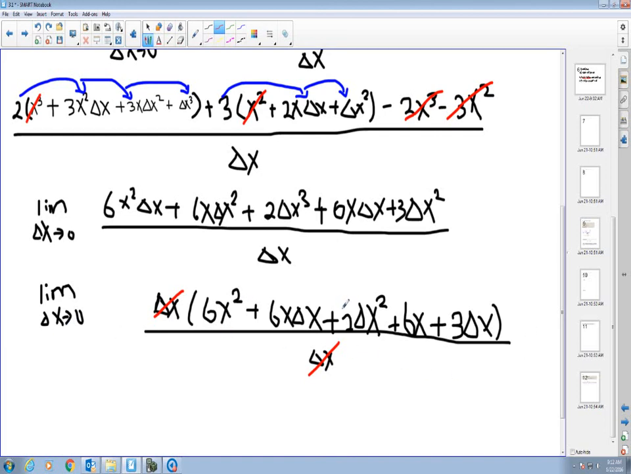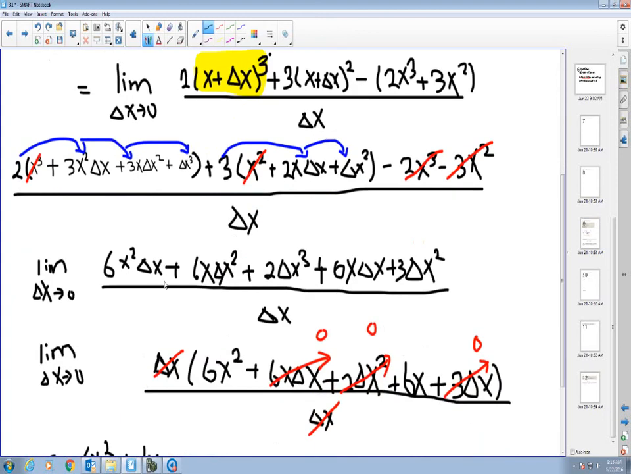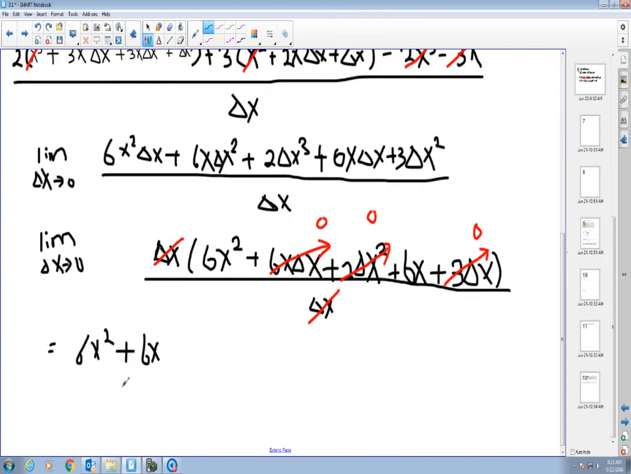So what I left in here, as delta of x approaches 0, this term will become a 0 term. This term will become a 0 term. This term will become a 0 term. So what I will still end up with is the answer itself, 6x squared plus 6x. There you go. So this will be the derivative of this function. And this is also the slope of a tangent line at any arbitrary point c comma f of c, and I can evaluate it at any point.